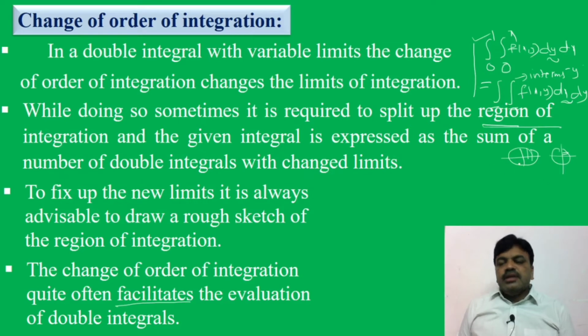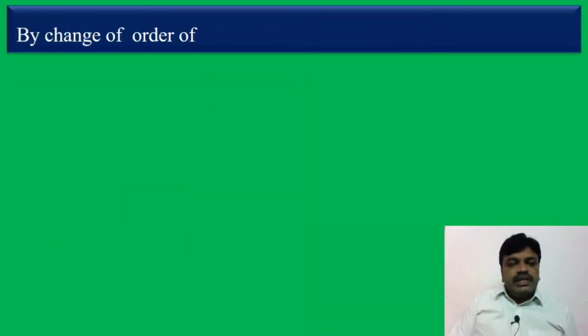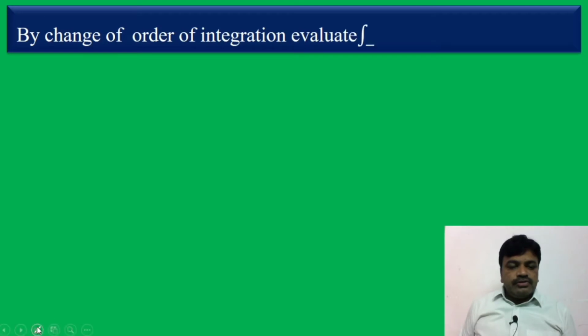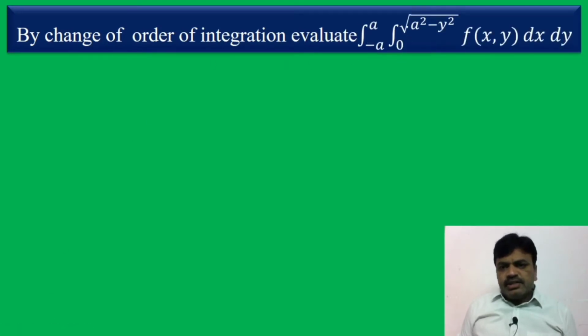Let us see a small example to understand this concept. By change of order of integration, evaluate integral minus a to a, integral 0 to square root of a square minus x square, f of xy dx dy. See friends, this is f of xy. There is no function here. You just for understand purpose.